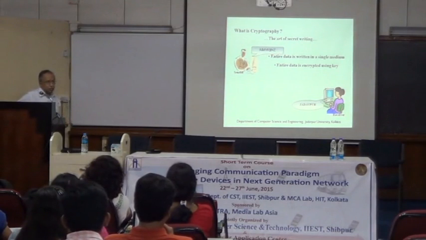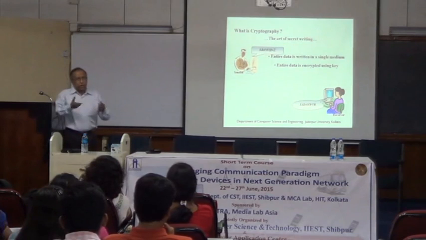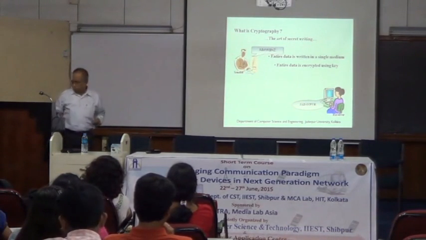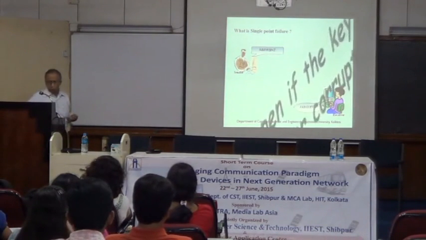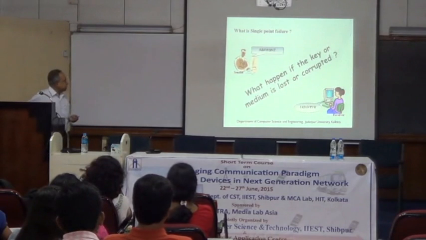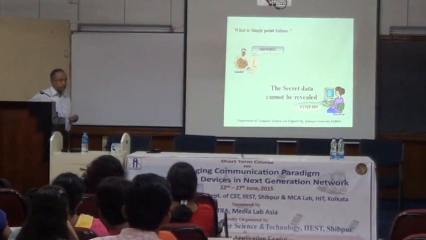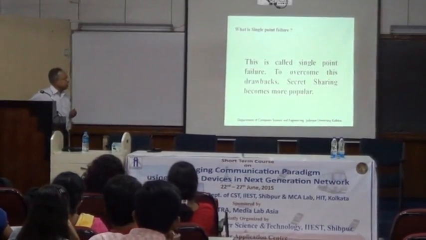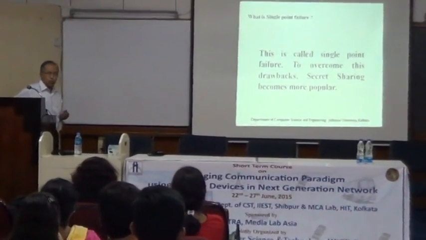But what happens? The keys get lost. Or in the entire medium, the transmission gets damaged. So that thing will get lost. What happens if the key or medium is lost or corrupted? The secret cannot be revealed. This is called single point failure. To overcome this drawback, secret sharing becomes more popular.